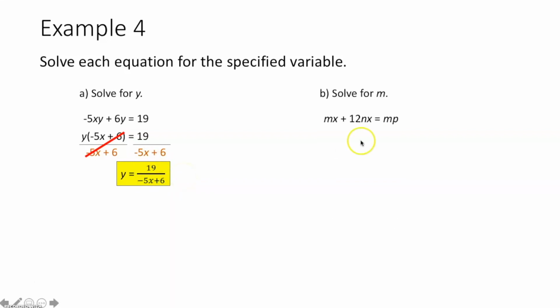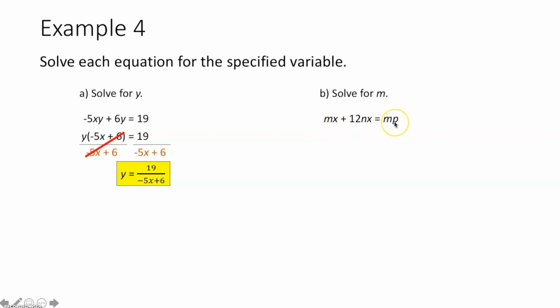For part B, we're going to do the exact same thing. We're going to simplify, move, then solve. So how do we do this? Well, first, we need to simplify. Can we simplify? Well, this is mx, this is nx. So they are not the same variable, so we cannot simplify. So we move to step 2. Can we move the variables to the left? Yes, we already have the m over here from mx, but we need this m from mp over here as well. So how do we get this to the left side of the equation?